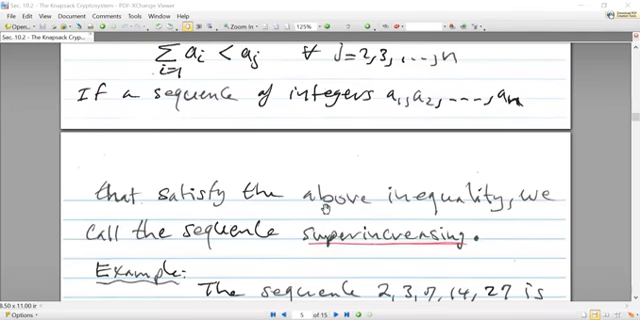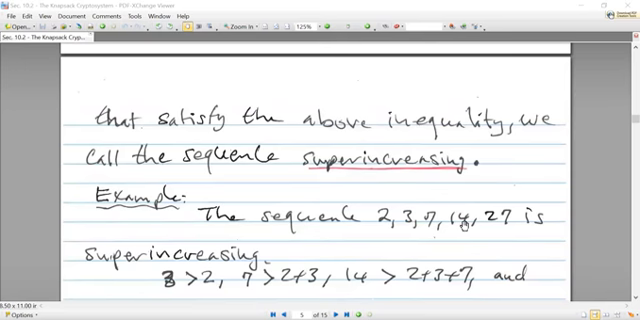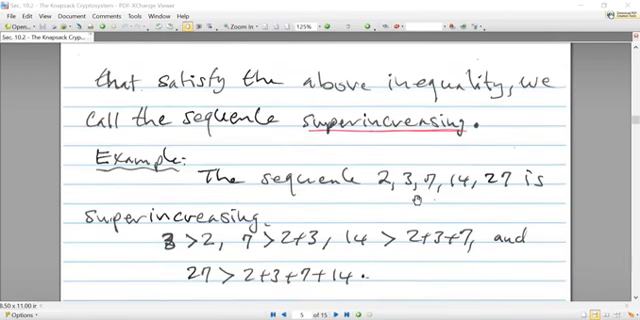So the super increasing sequence is a sequence of numbers where, starting from the second term, each term is bigger than the one before it. And the third term is going to be bigger than the sum of the first two terms. And the fourth term is going to be strictly bigger than the sum of the first three terms, and so on. Such a sequence, we call a super increasing sequence.